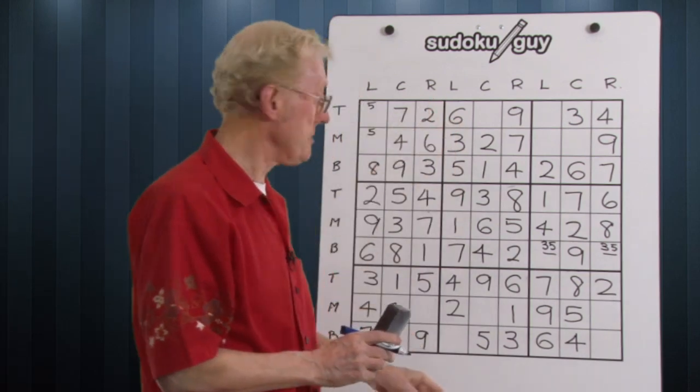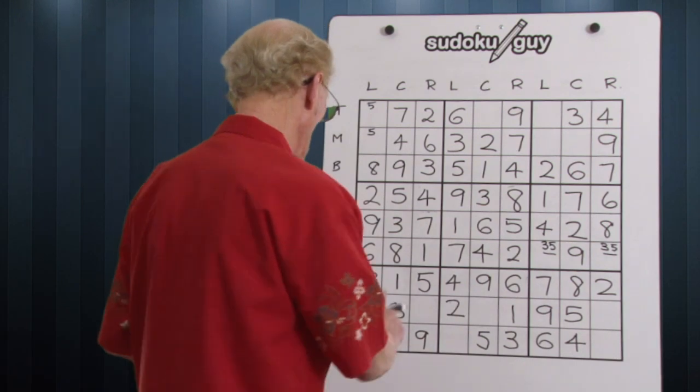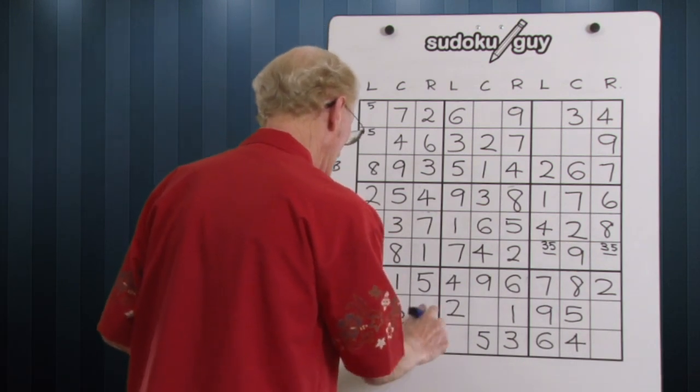You can go 2 ways. You can either do the column or you can do the block. And I think it's an 8. Let me see. 1, 2, 3, 4, 5, 6, 7, 8. It's an 8.